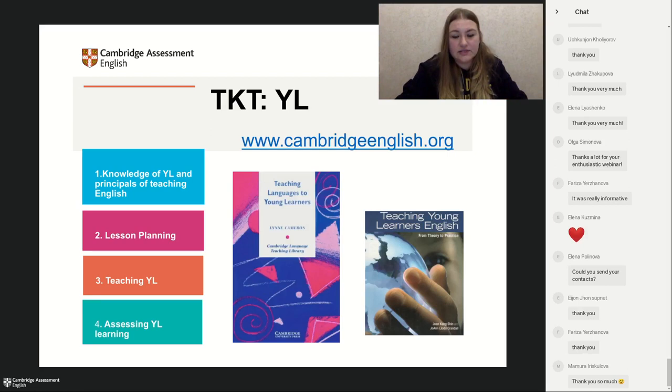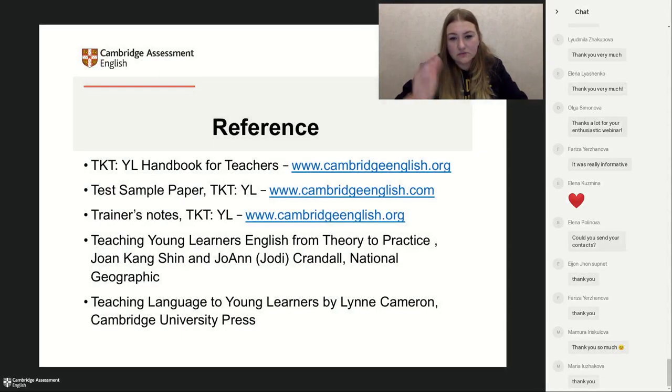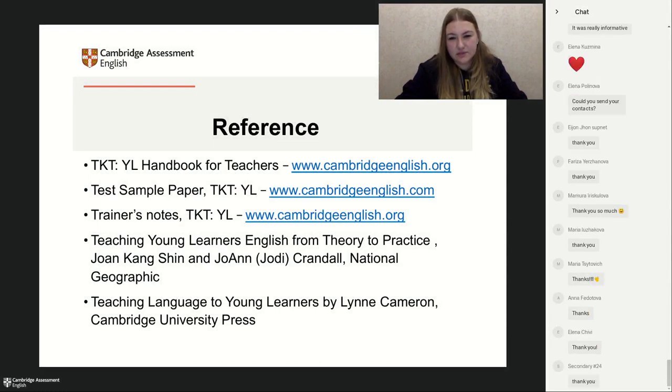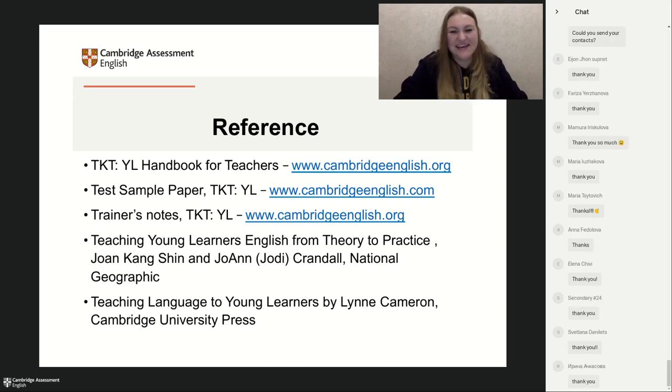Here you can see everything about the books. You can take a screenshot if you want.